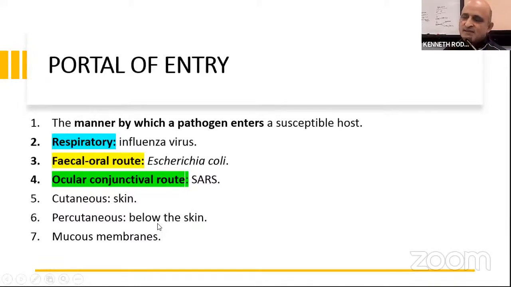If we have a needle stick injury, you accidentally puncture your skin with a needle, you have a percutaneous portal of entry. And finally, we have our mucous membranes, which can serve as the focal point or the launching point for viruses. So basically, the virus enters your mucous membrane, and then you will have its entry via receptors or via endocytosis or exocytosis, as the case may be.